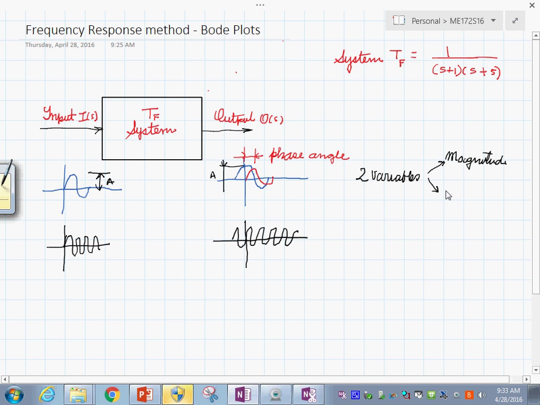You know what I just said? Phase is how displaced, how ahead or how delayed your output signal is in relationship to the input. We already know that the transfer function, as you see here, is the relationship of the output of S to the input of S. Always is like that. That's the definition of a transfer function.